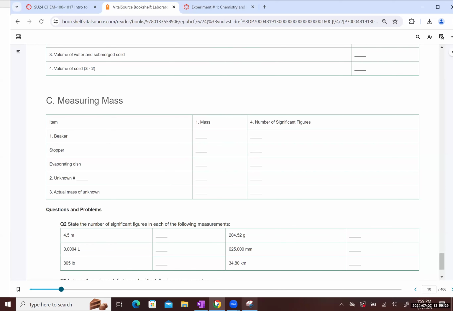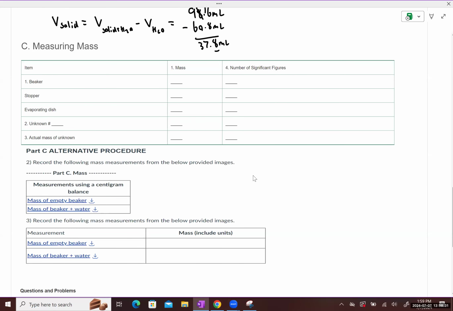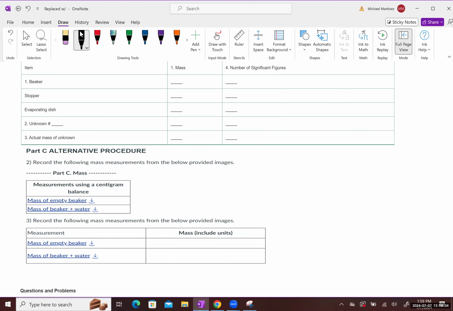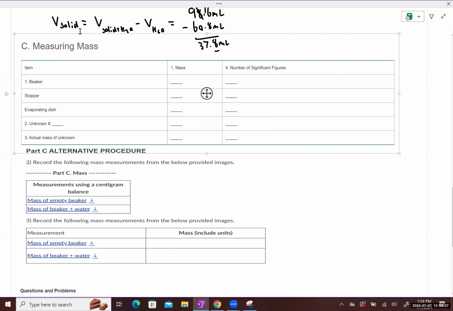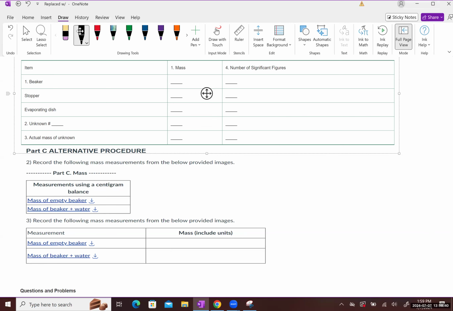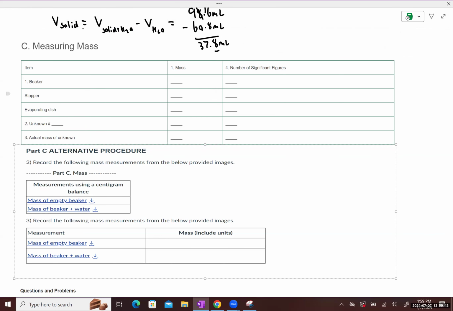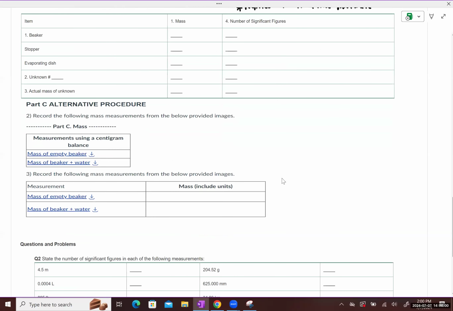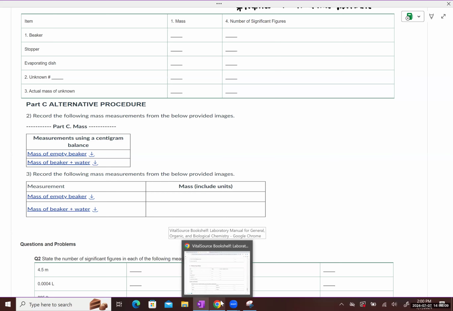So again, for part C in our report sheet, instead of filling in these multiple tables, we're going to make a note that this has been replaced with alternative procedure. So we're going to leave these parts blank, and we're going to just do the part C alternative procedure, which involves us taking a few mass measurements. So let's do just that.